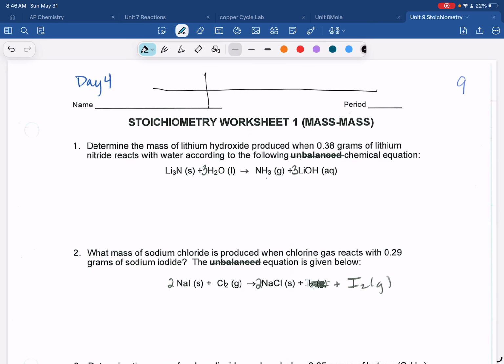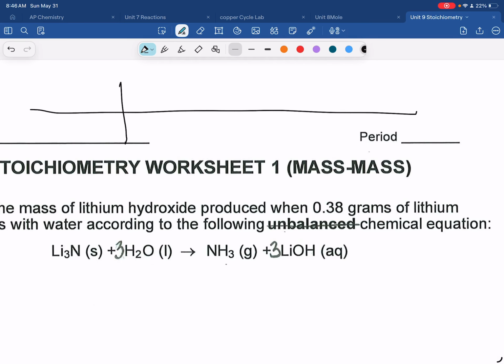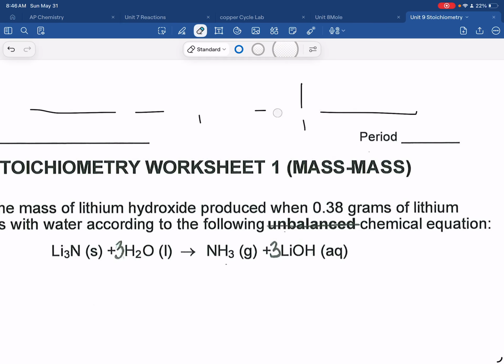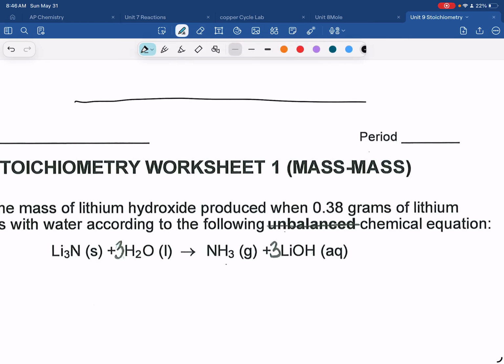All right, so I'm just going to draw up here the framework of what this is going to look like. So what we've got to do is we're going to do 3 steps. The number that you start with goes here. Whatever you're starting with goes here, okay? And then whatever that compound is, you're going to put the molar mass of that compound here.